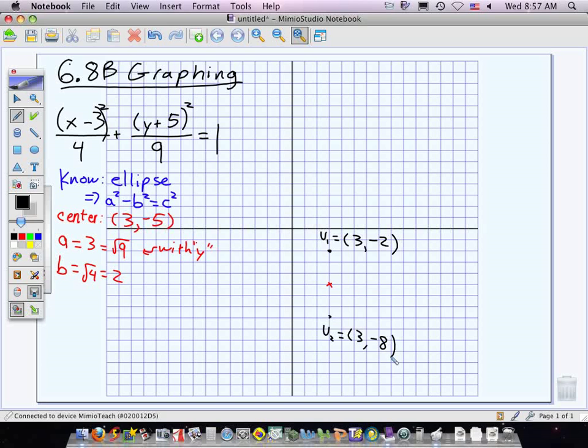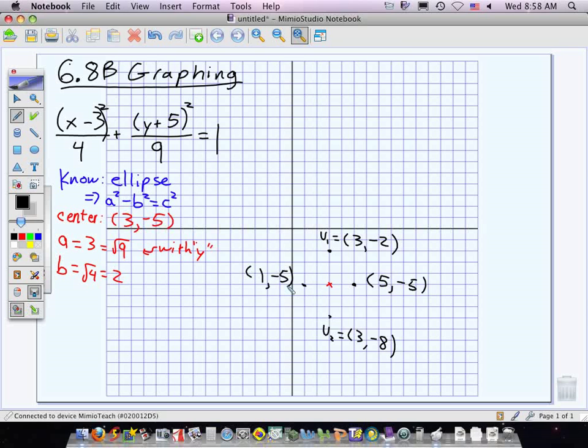And then our B, well, that was with our x. So I'm going to go from the center left and right, 2. So that would give us, let's see, this center was 3, negative 5. So if I went 2 to the right, we get 5, negative 5. And if I'm at 3, negative 5, we go left 2. Well, that would take us to 1, negative 5.